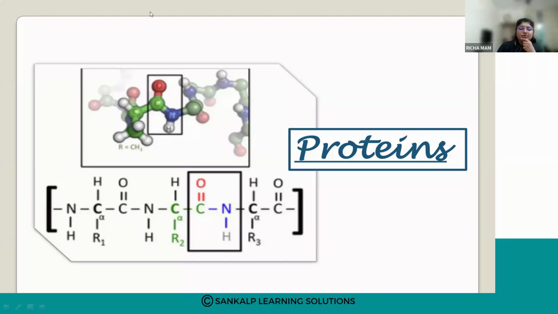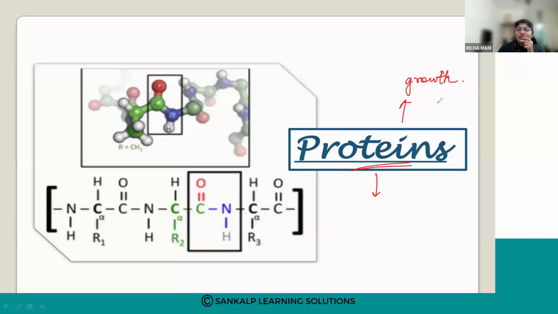So how are they essential for the human body? Amino acids are the building blocks for proteins, right? Now, what are these proteins? Proteins consist of amino acids, and these amino acids are nitrogenous compounds. These proteins are required for the growth as well as for the maintenance of the living organism.